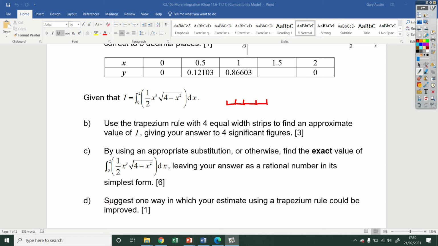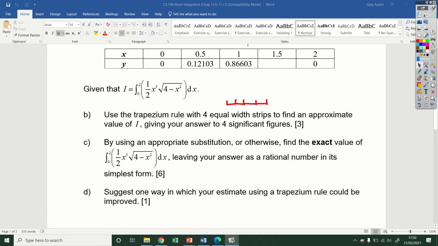And then for 1 mark, part D, suggest one way in which your estimates using a trapezium rule could be improved. So you've got to think about how modifying your trapezium rule is going to give you a more precise answer for the integral, and I'll leave it to you to say what that is.